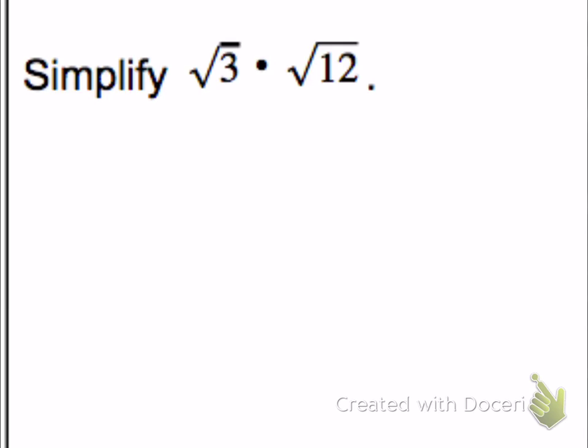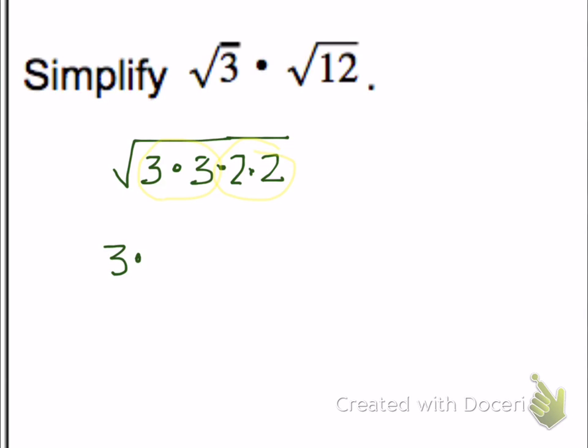So how I worked this out was by taking the square root of 3, and then I broke 12 down into 3 times 2 times 2, or 6 times 2, and then I could see that I had 2 perfect squares. I had 3 and 2, and so that gave me 6. And so I've got the simplified answer of 6.